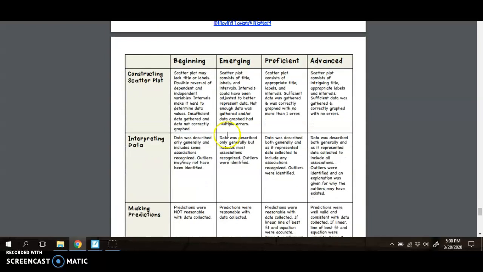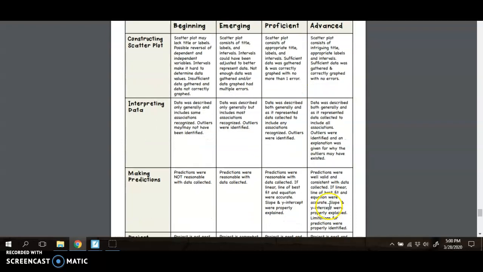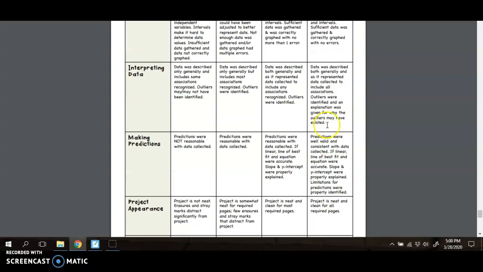And the last part is how I'm going to grade this, okay? So for the most part, you're going to want to be in that advanced column. So make sure you're reading your directions very carefully.